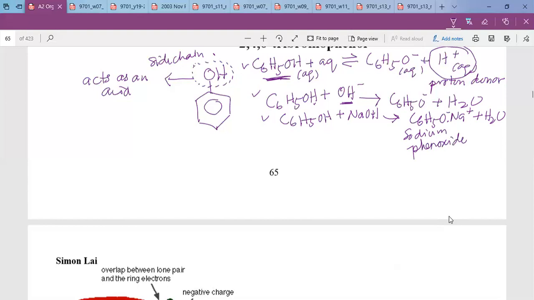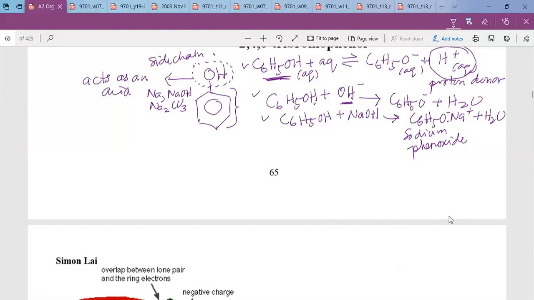Now, as an acid here, remember there are three reactions. I'm just going to go quickly: there's sodium here, sodium hydroxide here, and of course, there's sodium carbonate, which I'll explain later. I won't go through it now. But the other part, of course, is the ring reaction.